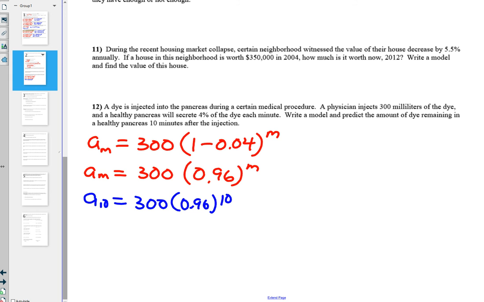So we started with 300 milliliters. It doesn't tell us where to round. So predict, I'm getting 199.45, let's say 199.45 milliliters.